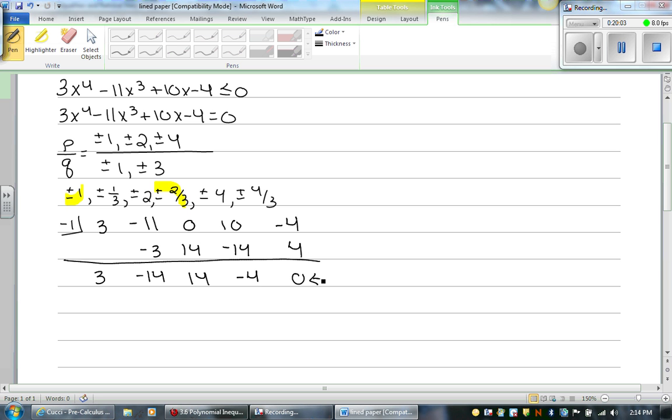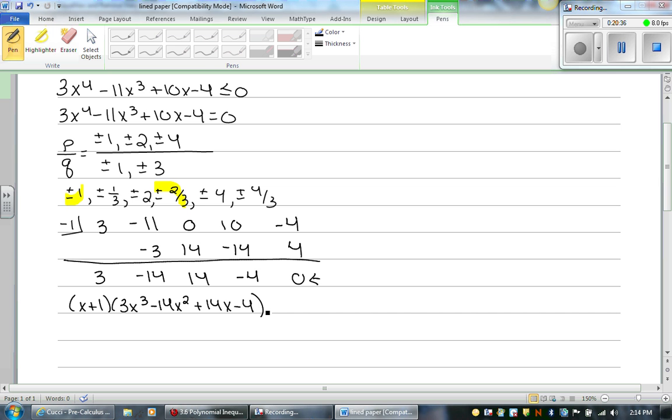So since this is 0, it is a factor. So I know one of my factors is going to be x plus 1, since I know negative 1 is a solution. And then we have constant, x, x squared, x cubed. So here's that second piece of my function.